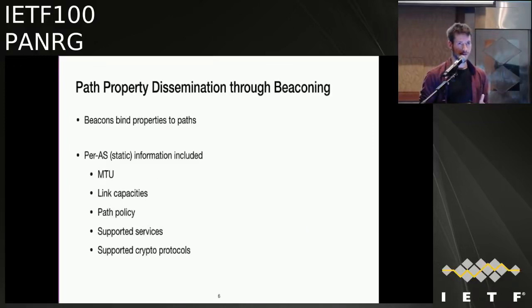So one interesting aspect is that this process of beaconing can be used as a transport medium in order to disseminate path properties, and it is more appropriate for disseminating more static path properties. So in these beacon messages, each AS on a path can input some information such as MTU, capacities of links on the path, some partial path policy, supported services, and supported crypto protocols.